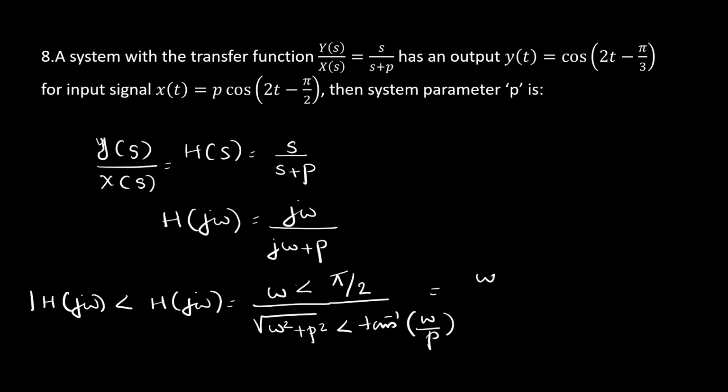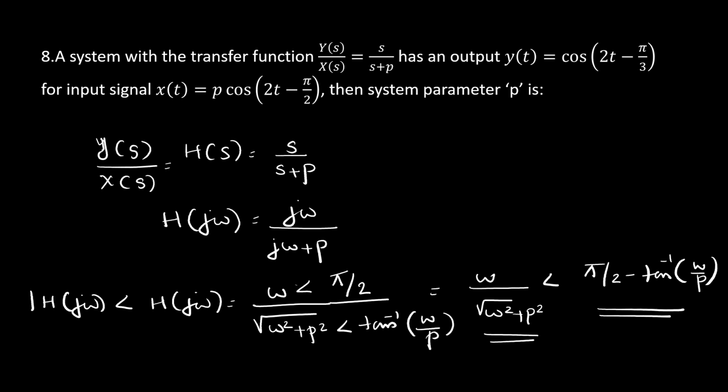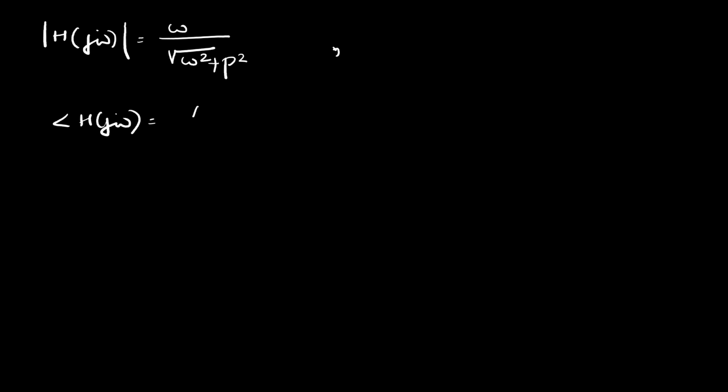This will be equal to ω by root of ω² plus p², angle π/2 minus tan inverse ω by p. So this is the magnitude of H(jω) and this is the angle of H(jω). That is, the magnitude of H(jω) equals ω by root of ω² plus p², and the angle of H(jω) will be π/2 minus tan inverse ω by p.